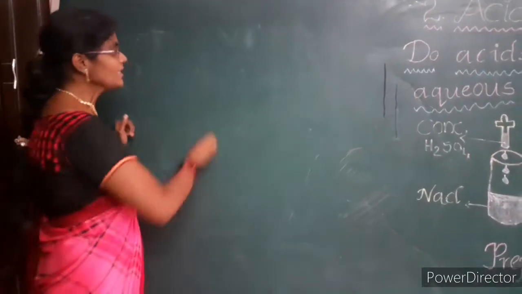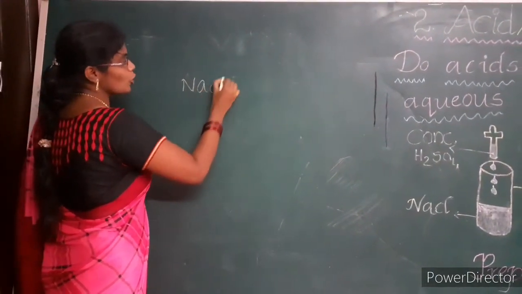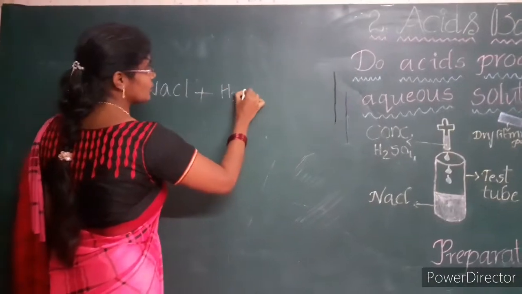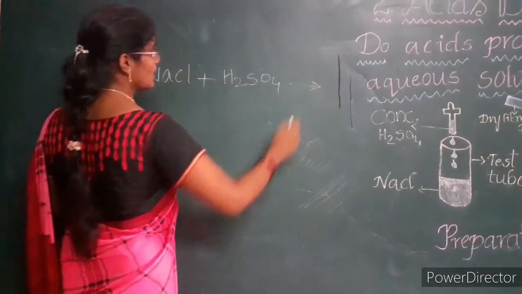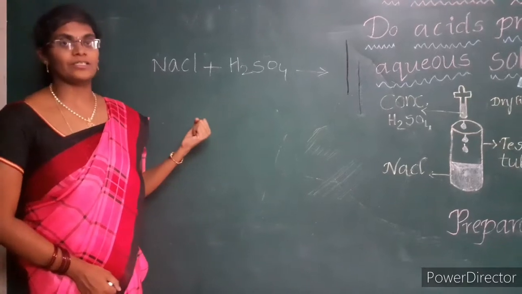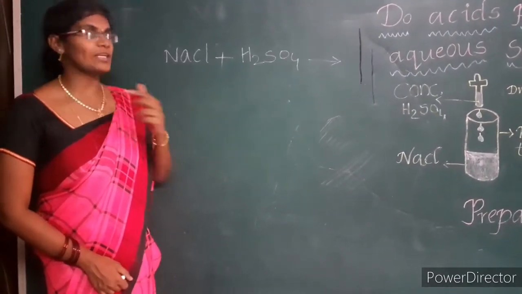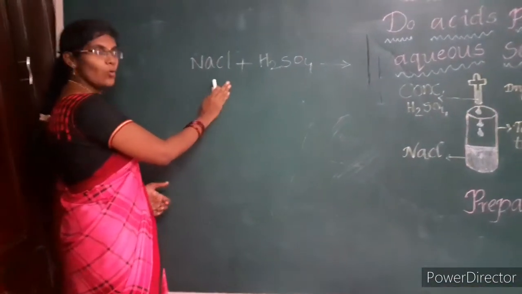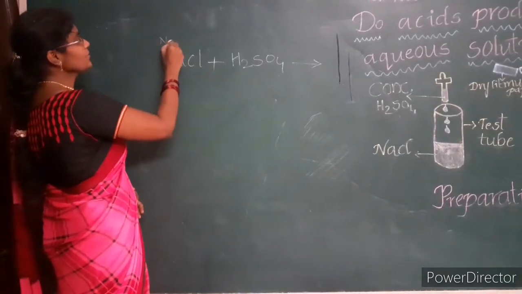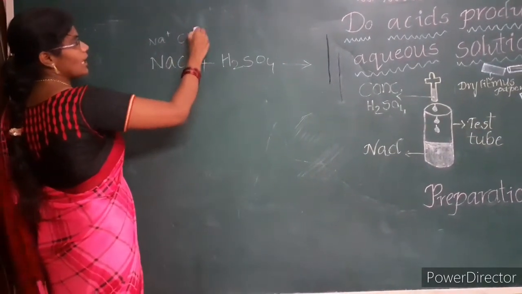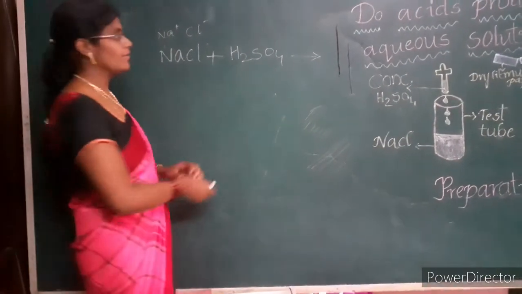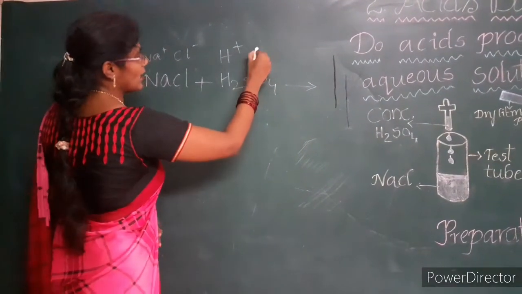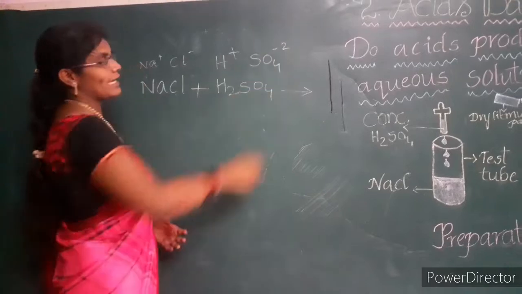Children, here the reaction takes place between sodium chloride, means NaCl, plus sulfuric acid, H2SO4. Children, this is a double decomposition reaction. Already we know, in a double decomposition reaction, the ions exchange takes place. Means here in NaCl, what is the cation and what is the anion? Here Na is the cation and Cl minus is the anion. In H2SO4, H plus is the cation and SO4 is the anion.